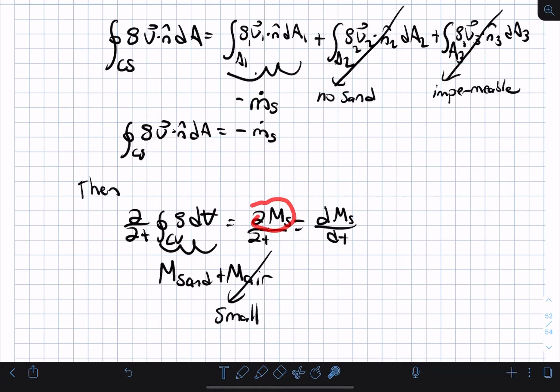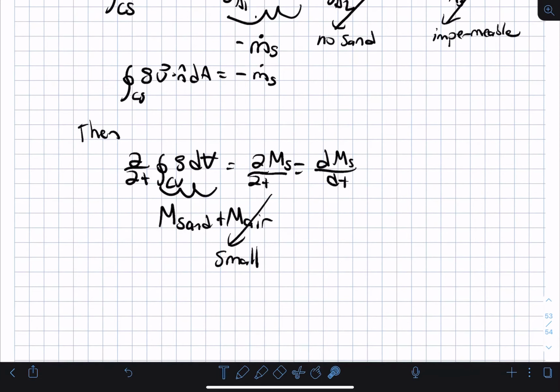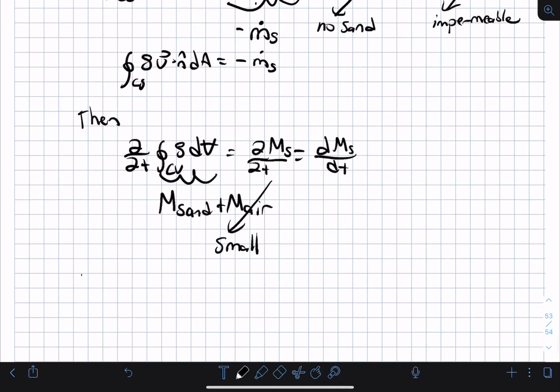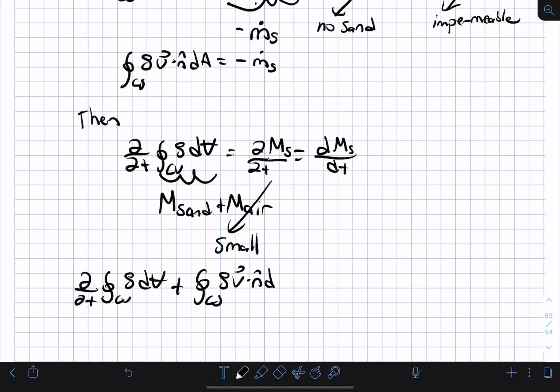Which basically means that the amount of mass of sand in the control volume is only a function of time. So now we can put this all together here. We have partial t of the integral over the control volume of rho dV plus the surface integral of rho v dot n hat dA is equal to 0. Well, we substitute in our results here for the surface integral.